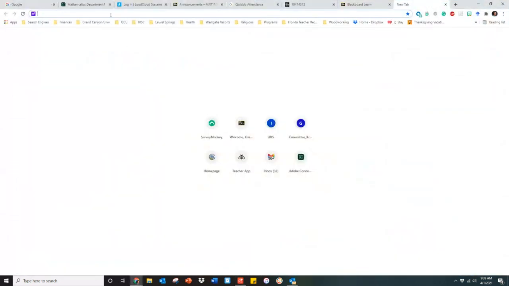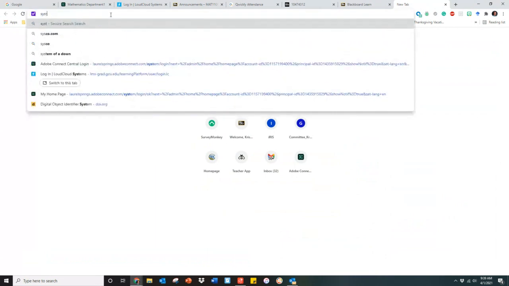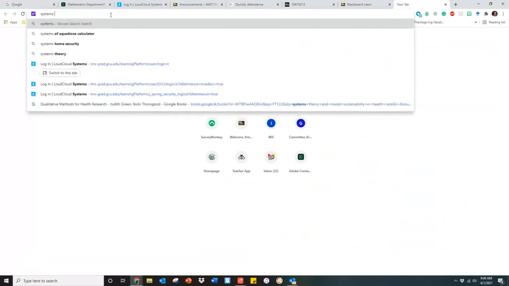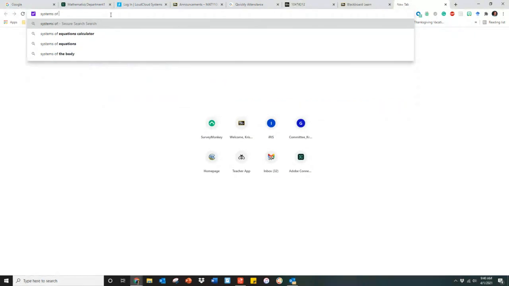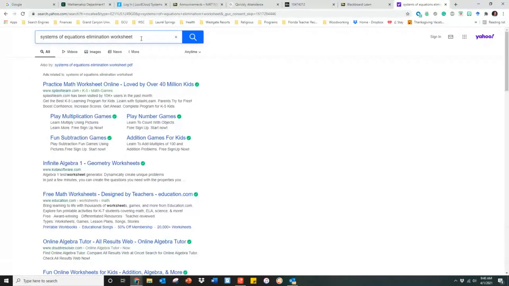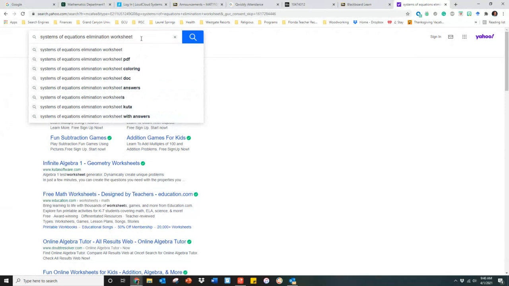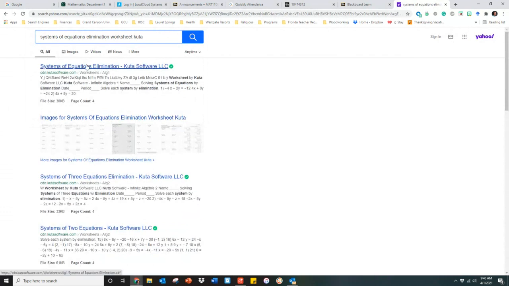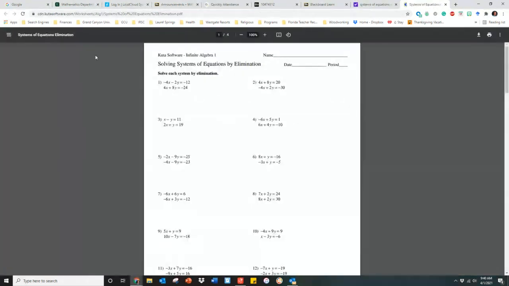Let me look up something and show you. I'm going to show you how to do the elimination method. Watch this. Systems of equations, right? It's systems of equations, and then you want to do elimination worksheet. Now, I like CUDA, so I'm going to type in CUDA at the end here just to make sure I get CUDA. Here it is, because I want CUDA to be the first thing. See, look at that.